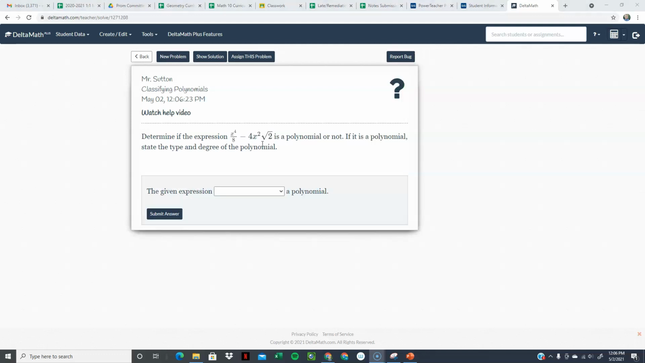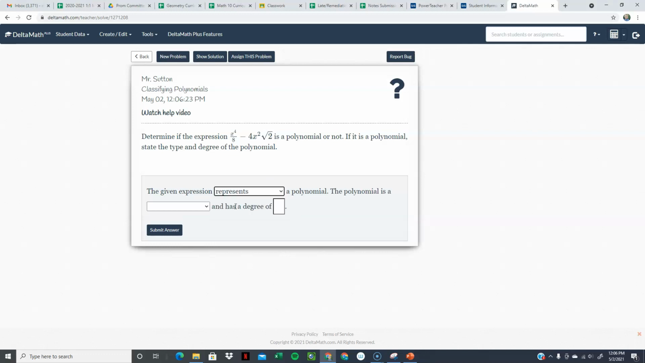Here's a good one to look at. This one has a radical, but notice that we just have a constant under the radical, so that's okay. We can have polynomials with a constant under a radical. It's only when the variable is under a radical that it's not a polynomial. So this is a polynomial and it's a binomial. We have two terms here, 1, 2, because they're separated by subtraction here. So this is a term, and this over here is all one term, and it has a degree of 4, right? We have an exponent of 4 here.